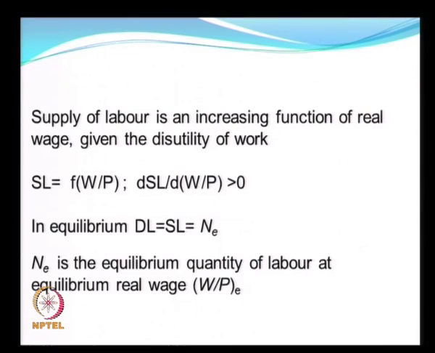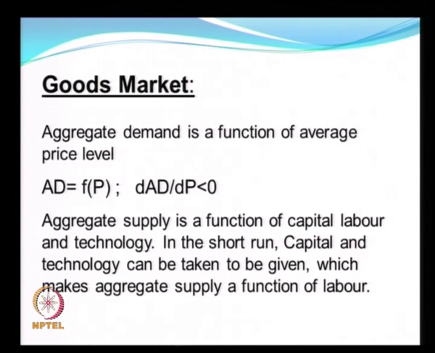In equilibrium, of course, the demand for labor will equal the supply of labor at some level which we call NE, which is the equilibrium number of workers employed. And this is the equilibrium quantity of labor employed in the economy at some equilibrium real wage W by PE, which is the equilibrium real wage.